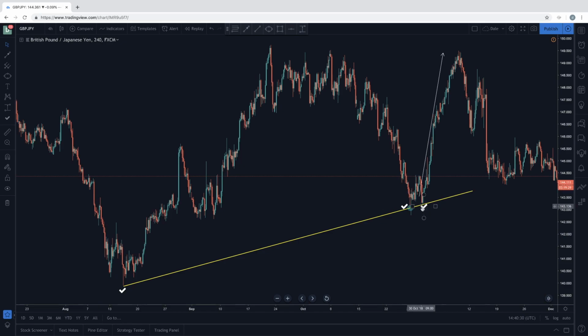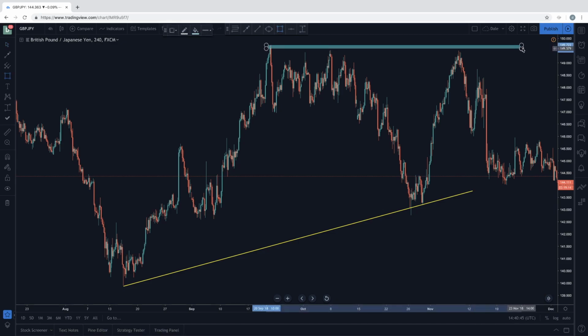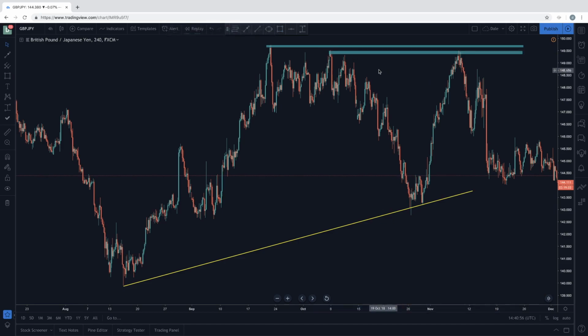So on the third touch, the market absolutely shot up, and this is where your other analysis will come in, because you need to know your exit point, of course. So in this section here, we've got resistance, and also below it we have resistance using the wicks.